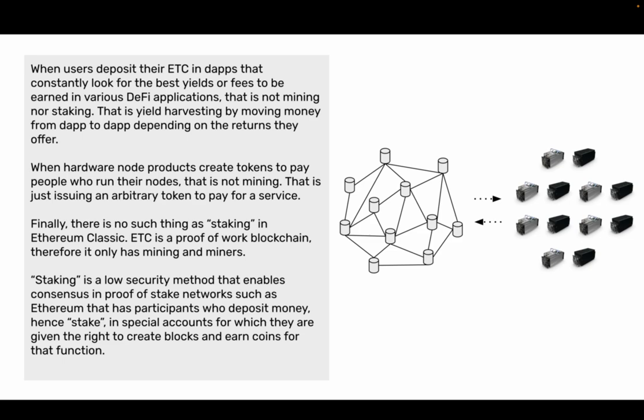Finally, there's no such thing as staking in Ethereum Classic. ETC is a proof-of-work blockchain, therefore it only has mining and miners. Staking is a low-security method that enables consensus in proof-of-stake networks, such as Ethereum, that have participants who deposit money, hence stake, in special accounts for which they are given the right to create blocks and earn coins for that function.